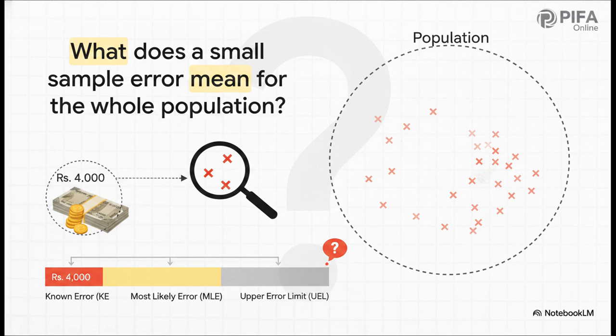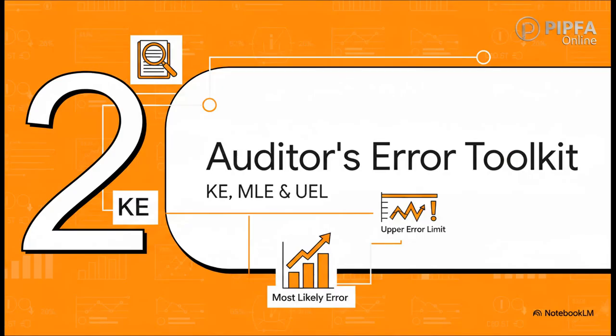You check 181 invoices out of 30,000 and you find 4,000 rupees in errors. So what? What does that tell you about the other 29,819 invoices you didn't even touch? You can't just ignore it, but you also can't just assume those are the only errors. Figuring this out requires a systematic, almost scientific approach, because if you get it wrong, you could make a massive mistake.